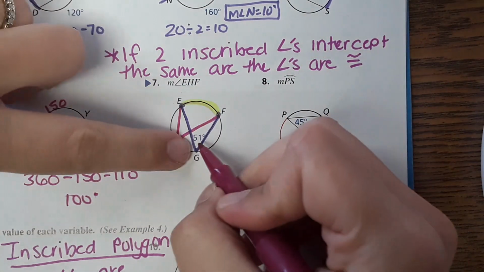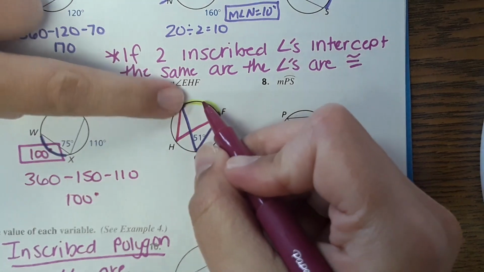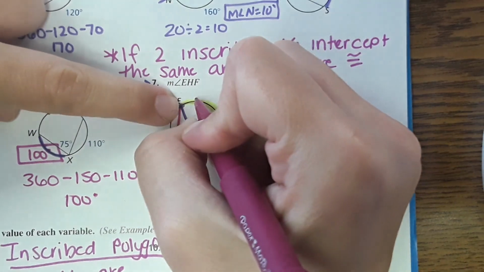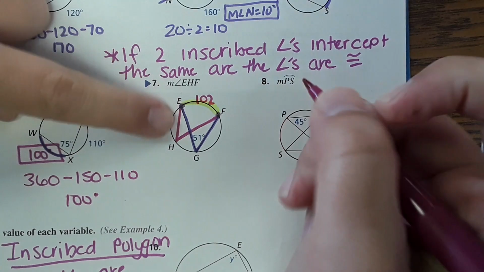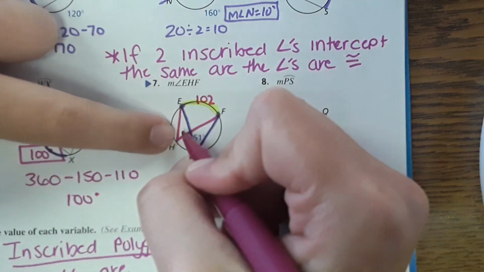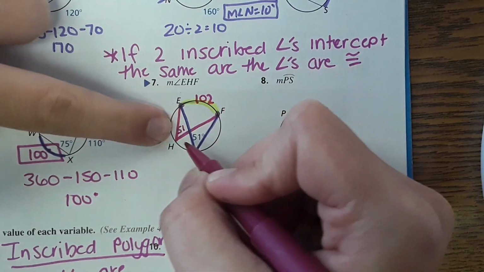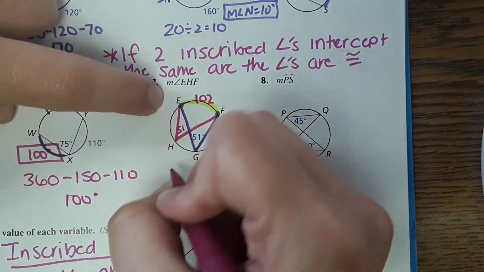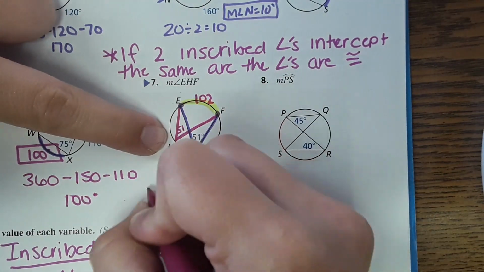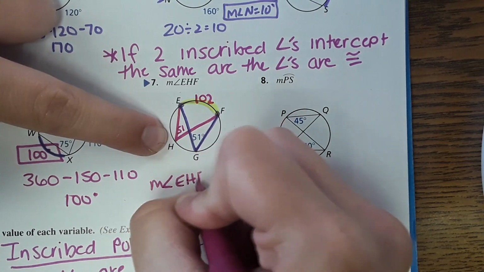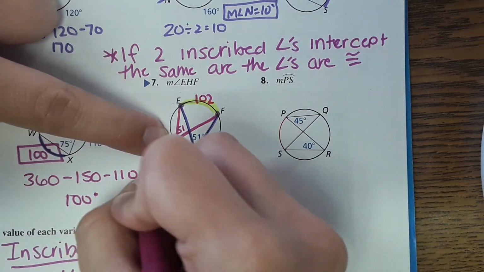So that means if 51 times 2 is 102 for this arc measure, then you could divide that by 2 to get this angle measure. So if two angles have the same intercepted arc, then they have the same measure. So the angle measure of angle EHF is 51.